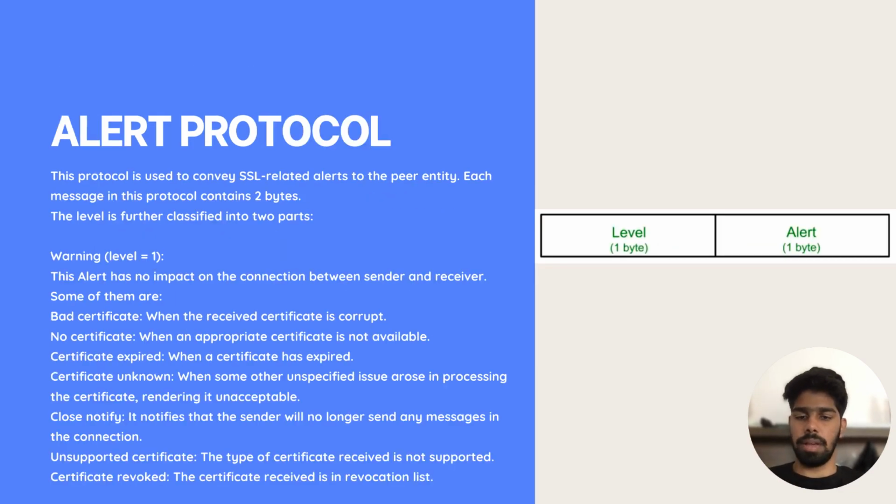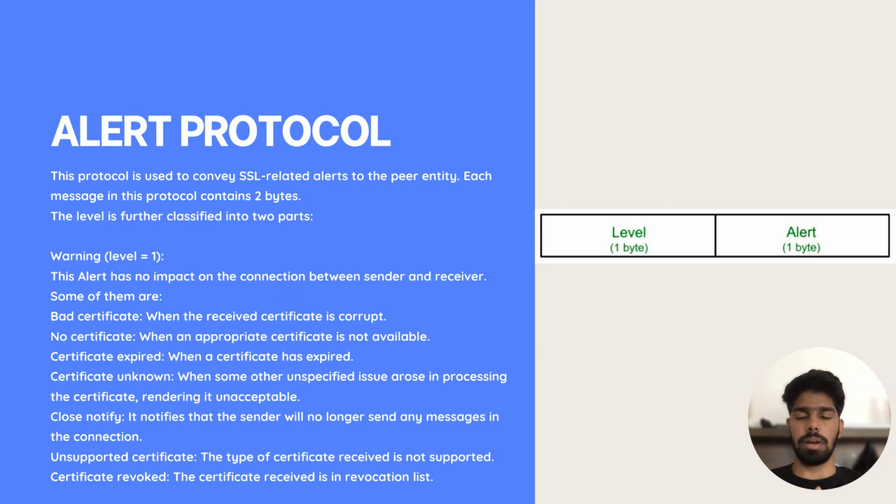So we have the alert protocol. This protocol is used to convey SSL related alerts to the peer entity, so to the users basically. Each message consists of 2 bytes: one is the level byte and one is the alert byte. In this we have two levels. First, we have a warning level of 1. This warning level has no impact on the connection between the sender and the receiver.